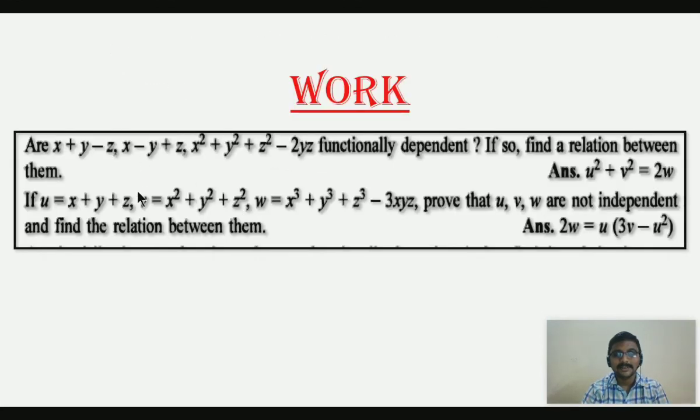These problems are to be worked out. It is work for you. Do these problems. These are the answers. These are the relationships between u, v, and w. So to prove these problems, we just have to show the Jacobian is equal to 0.